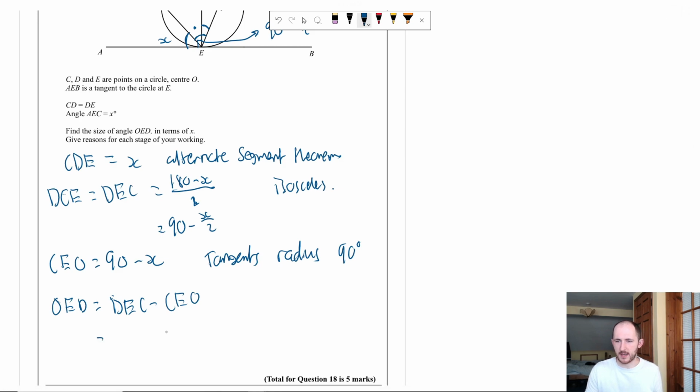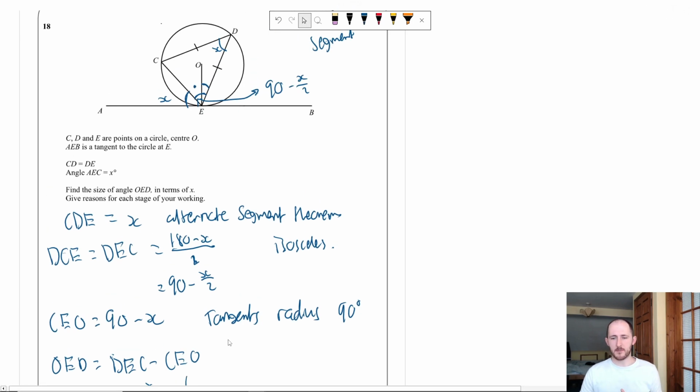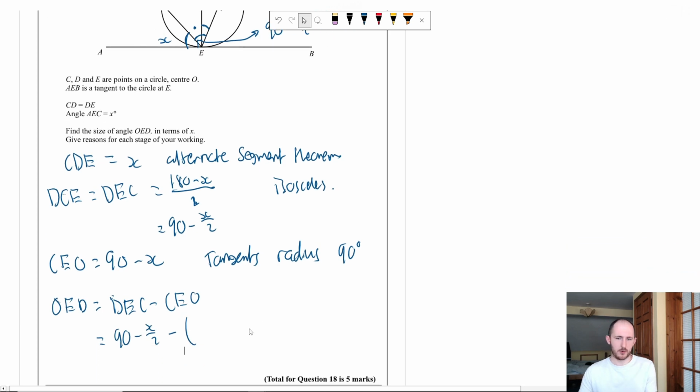So we're going to do that now. We've got 90 minus x over 2 minus, and I want to put this in brackets because a lot of the mistakes that people make is when they minus a value that has two parts to it, they don't minus both parts. So don't forget, we're minusing 90 and we're minusing x. So now if we expand the brackets, we have 90 minus x over 2 minus 90, but then the minus and the minus here becomes plus x. So the 90 and the 90 cancel out. And what is x minus x over 2? That's 1 minus a half, which is just x over 2.